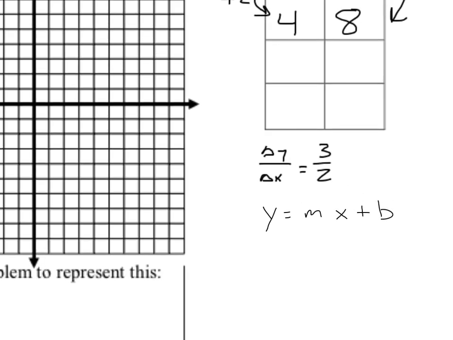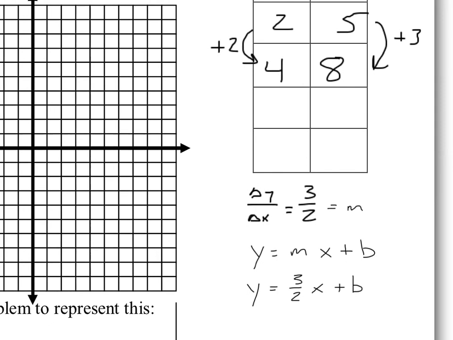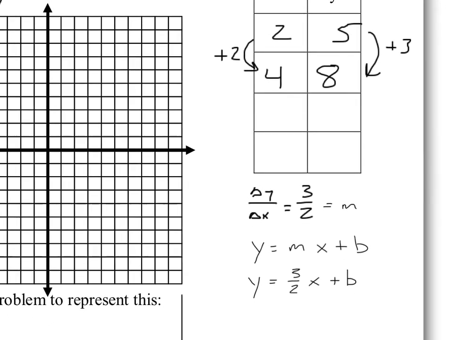So let's go ahead and plug in the information that we know. Well, we know this is the slope, so that's our m. So we can plug that in as y equals 3/2 x plus b. And we know 2 points already, 2 pairs of x and y that are going to make this true. Those are the points that are given to us. So I can actually plug those into the equation.